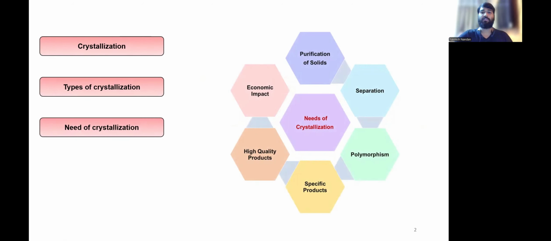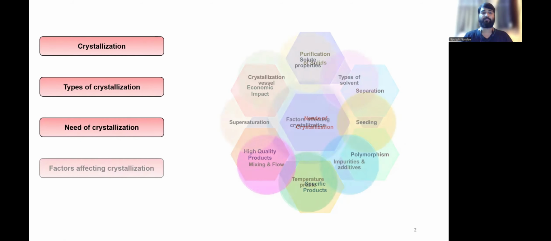Then why do we need crystallization? Crystallization is needed in various industries for purification of solids, separation, achieving the specific polymorphic form of any crystal, to produce specific products, high quality products, and also economic impact.